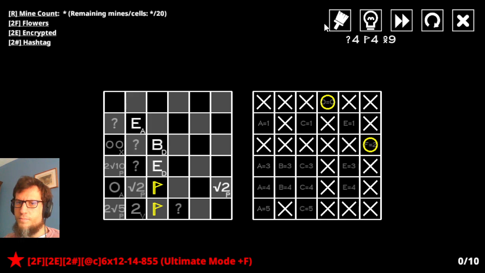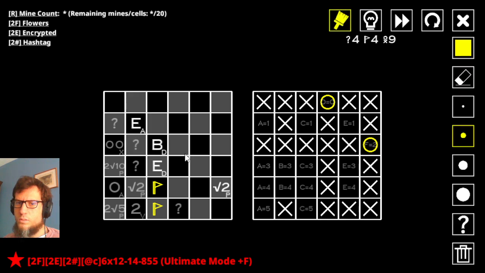Could be before. If B is 4, 2 of these spots have to be missing. E is either 1 or 3. Let's try E as 1.